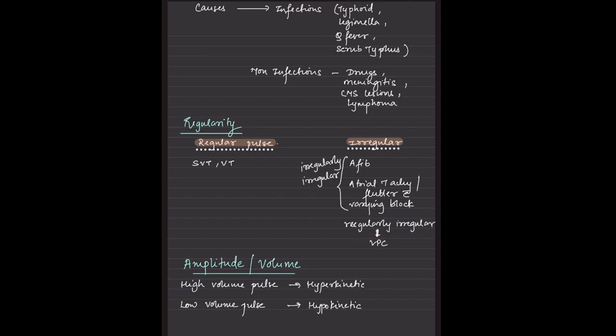Now we come to the rate, then we come to the regularity. A regular pulse is seen in SVT and VT. Coming to an irregular pulse, AFib is the most common example, but other than AFib, we have atrial tachycardia or atrial flutter with heart blocks. This is also an irregularly irregular pulse, and irregularly irregular is also seen in VPCs.